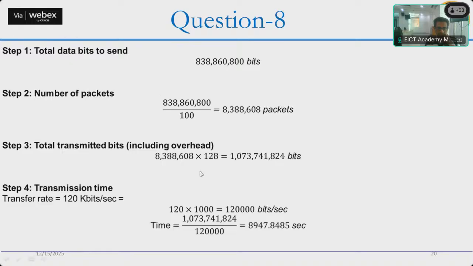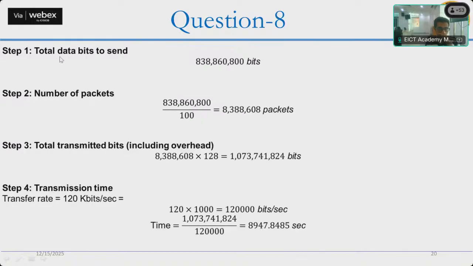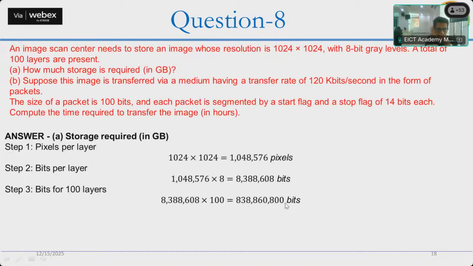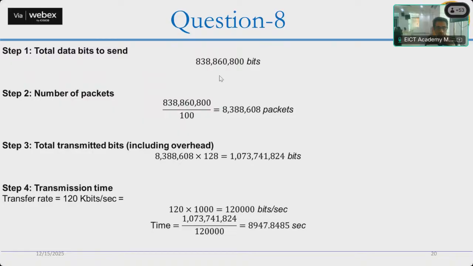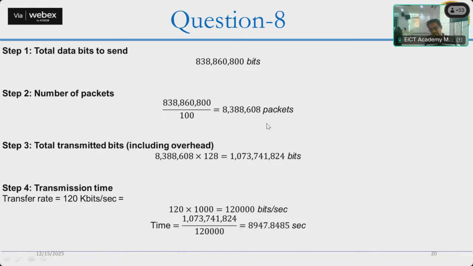Total data bits to send. When it is this one, total bits is 128 bits per packet. So what is the total number of packets? The total size of the image is this one, so how many packets will there be? The packet decides the number of bits. The total number of bits per packet required is 128. After calculating the packets, you calculate how many bits you need to transfer. So now you are able to calculate the total number of bits.